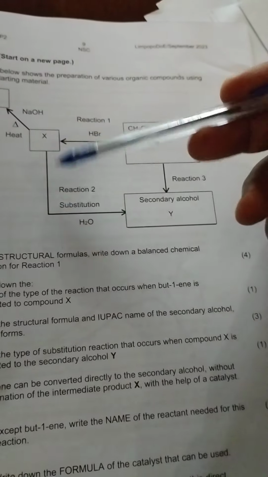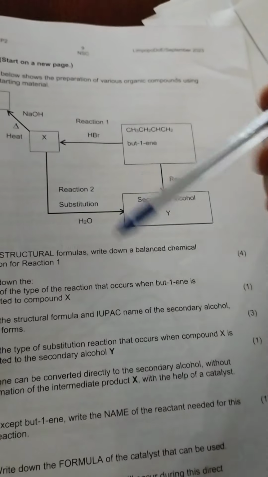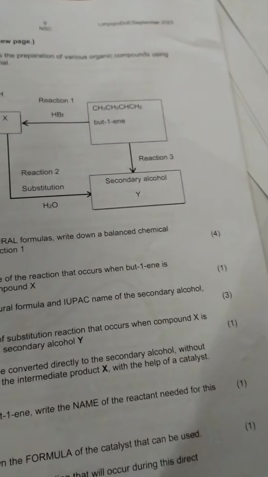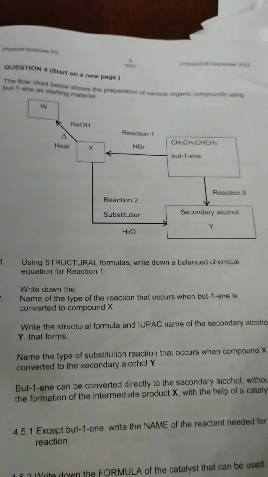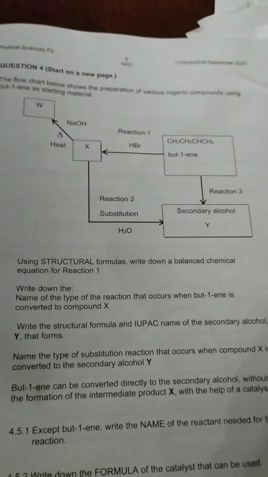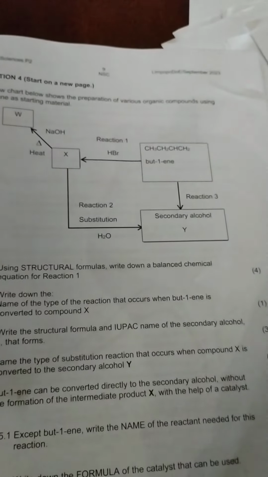Here, from there to there is a substitution reaction, which they told us. There's a reason for that, which might be good for us, we'll see. So the first question, 4.1. Using the structural formulas, write down the balanced equation for number one. Okay, number one, you must ask yourself, is this one?